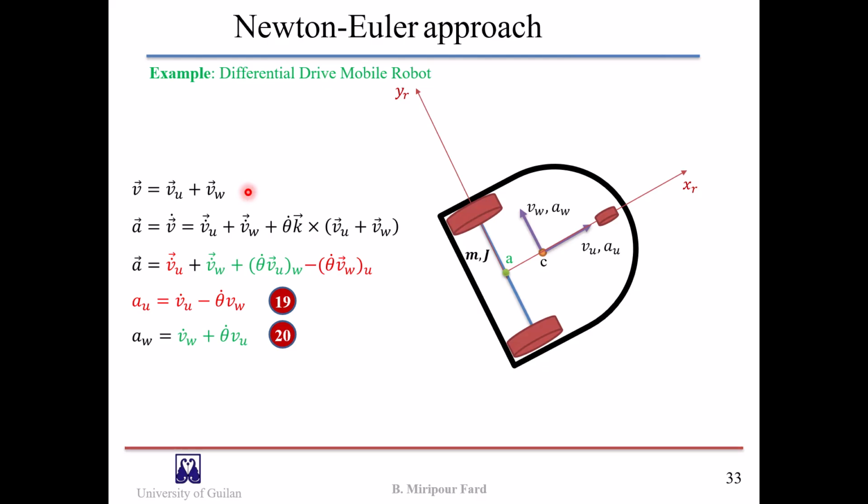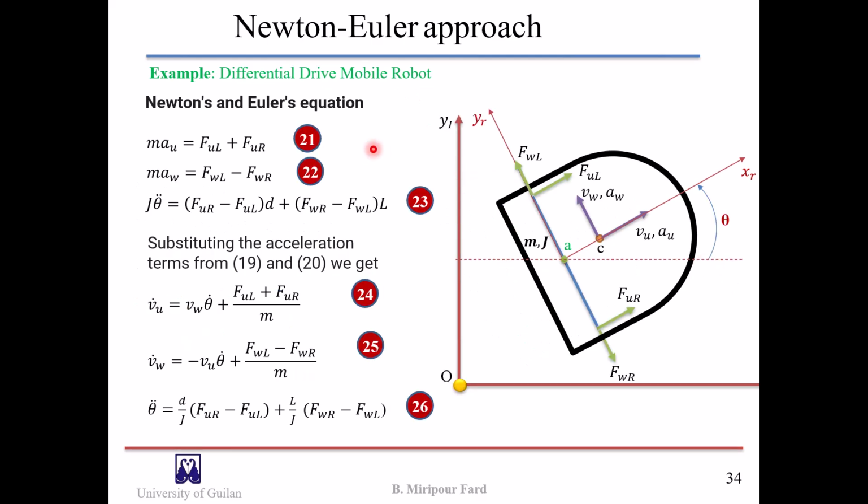With algebraic manipulation, finally the components of the acceleration of the center of mass in the local coordinate system will be in the form of equations 19 and 20. So A_U and A_W are obtained as you can see here. The next step is to write Newton's second law for motion as well as the Euler equation in the robot frame and find the relationship between the forces, torques, and accelerations. The diff-drive robot exhibits two types of motion: translation in the U and W directions, and a rotation around the vertical axis at the center of mass.